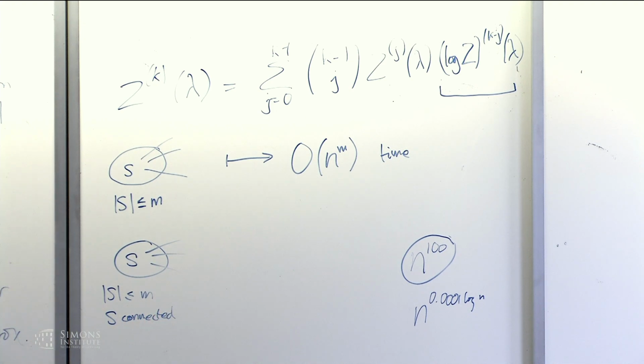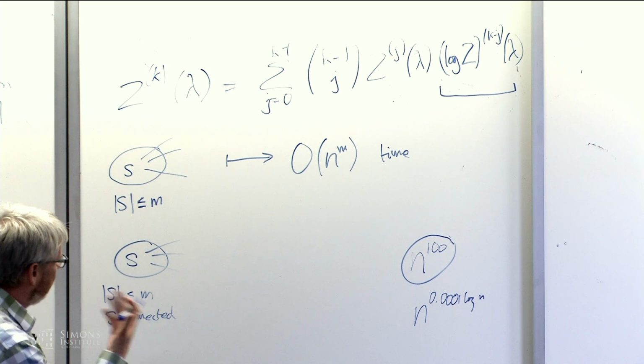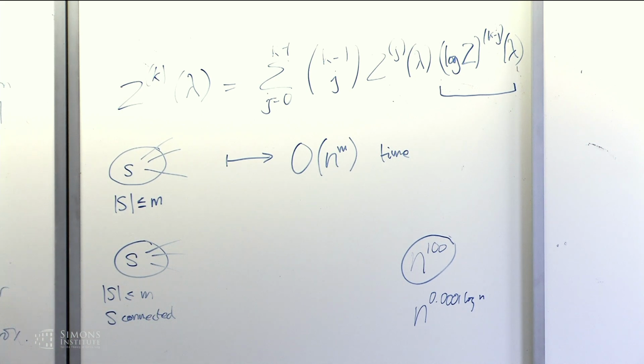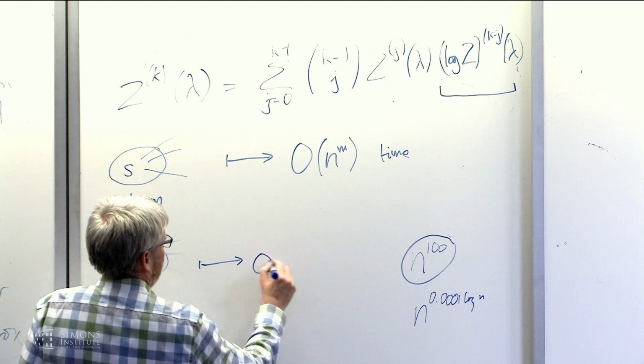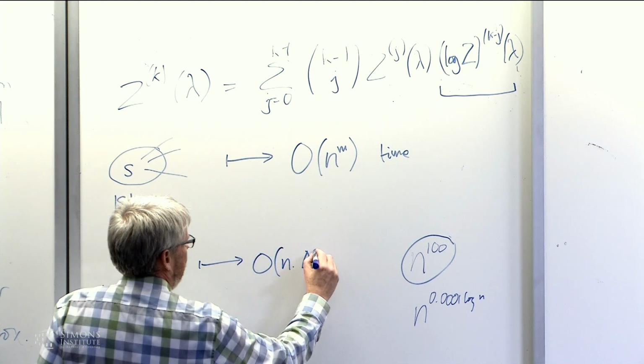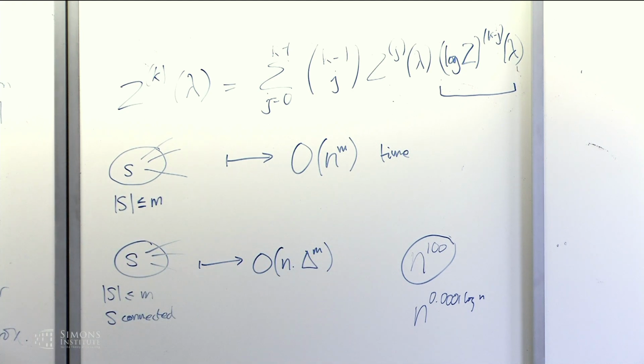If S has to be connected, then the number of cuts of size m in a bounded degree graph is no longer n to the m. It's delta to the m. It will be order n times delta to the m, because if this has to be a connected subgraph, then you can just grow it with delta choices at every step.